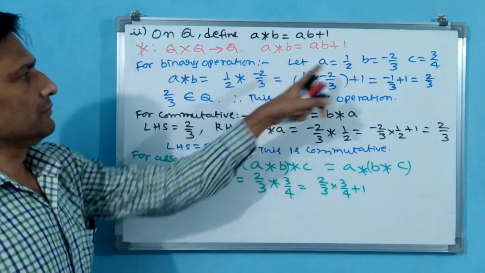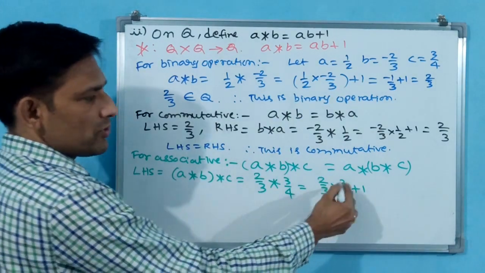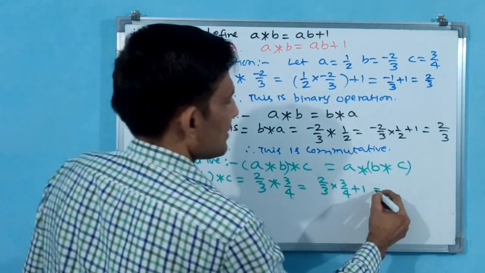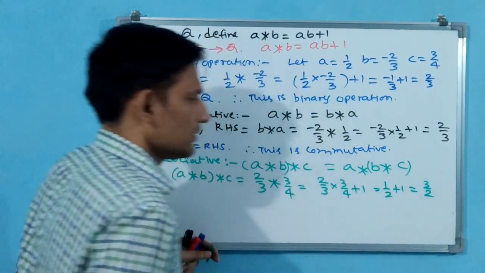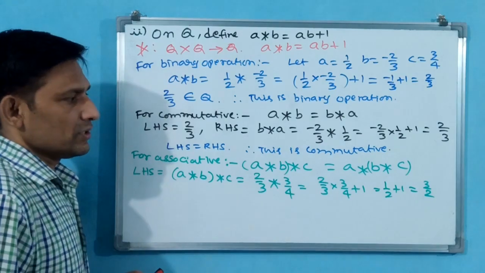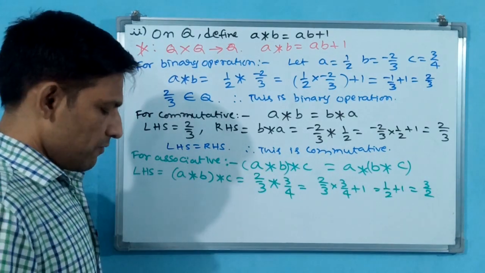Is it correct? Because it is AB plus 1. Now 3 is going to get cancelled. 1 by 2 plus 1, that is equal to 3 by 2. Is it correct? 1 plus 2, 3 by 2. Okay, now this is LHS. We'll go for RHS also.